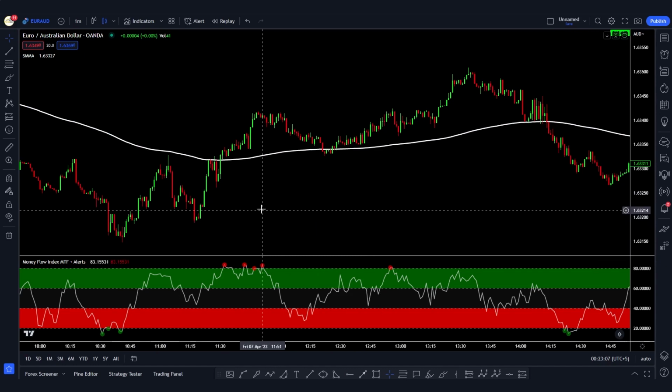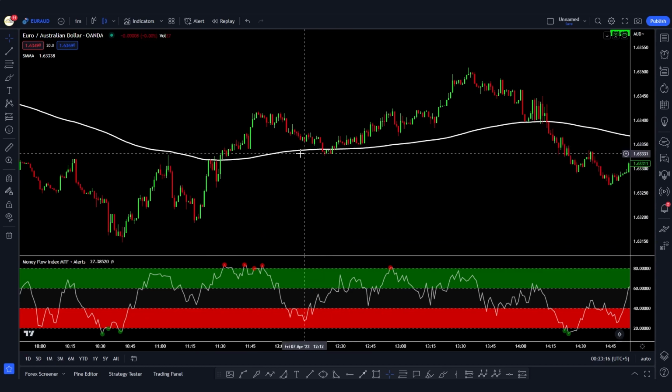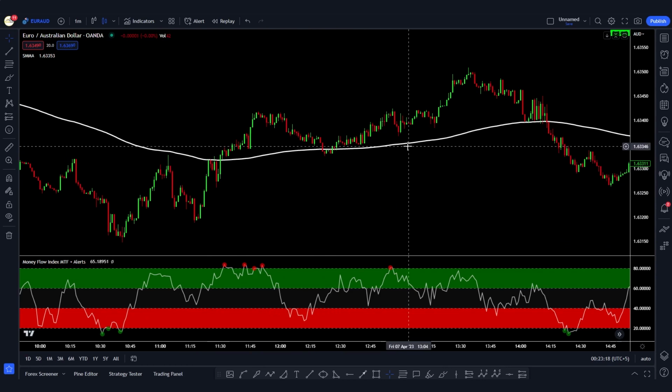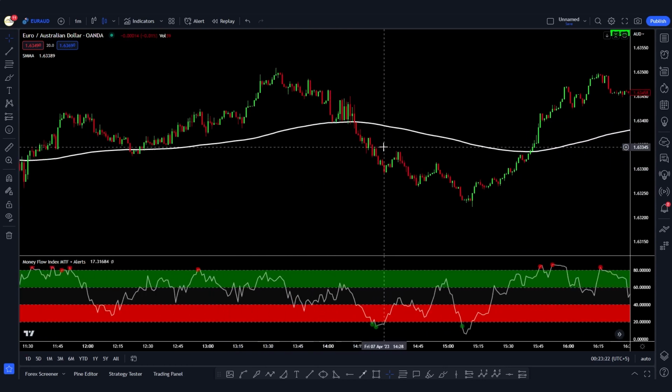Now, unlike the conventional moving average, which gives equal weight to all the candles in its period, the smooth moving average gives more weight to the latest candles. Because of that, it gives us a much smoother line, telling us about the clear market conditions, if the market is in a bullish or bearish trend.